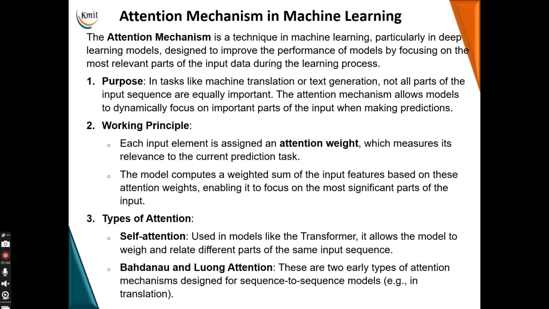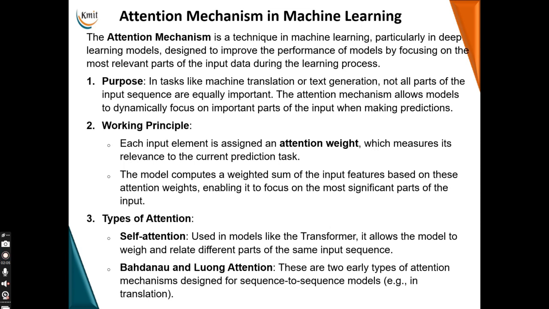Whenever we are trying to work with tasks like language translation, text generation, it is identified that not all the input parameters or the entire input sequence is equally important. So some parts of the input sequence are highly important. Some parts, even though you are not using them, you can understand from the context, right?